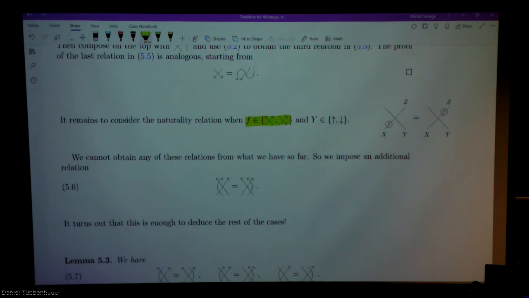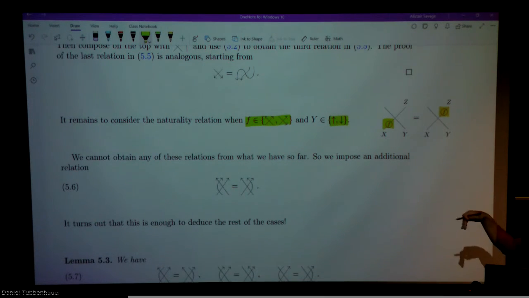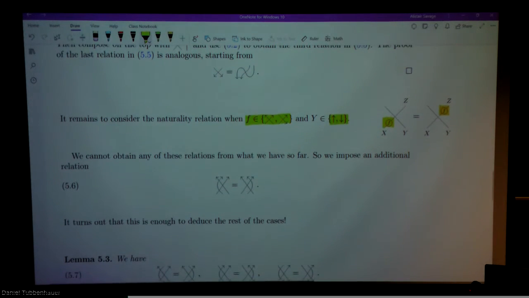F is one of these, the up crossing or the right crossing. Y will be up or down, and we need to show that this crossing slides through. But remember, we thought a little bit about this before. Having a crossing slide through another crossing is just the braid relation. So really what we need to either prove or impose is the braid relation for various orientations of the strands. We can't deduce any of these from what we have so far, so we need to impose at least one of them.